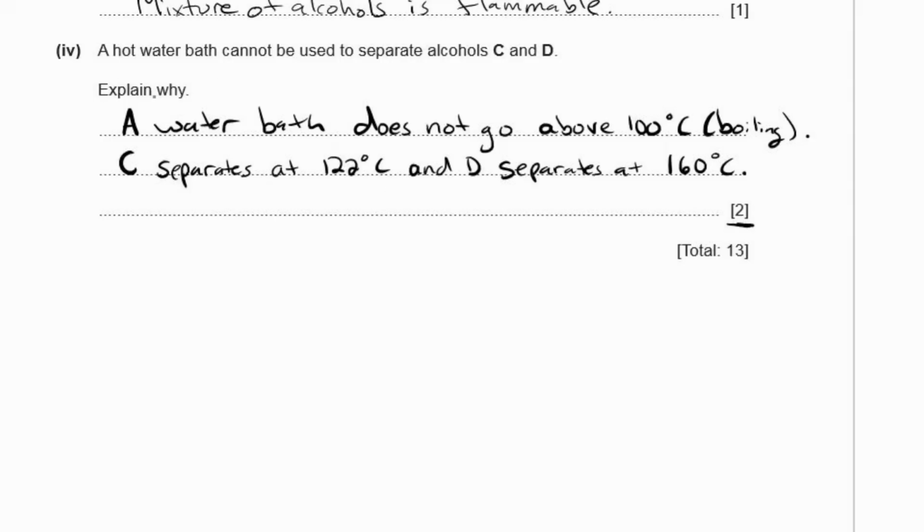So it says explain why. You need to give an example. So C separates at 122 degrees Celsius and D separates at 160 degrees Celsius. That will give you 2 marks. It explains why 100 degrees Celsius is not good enough.